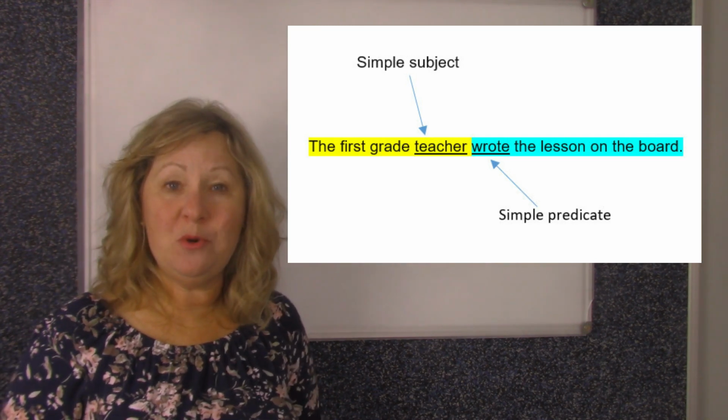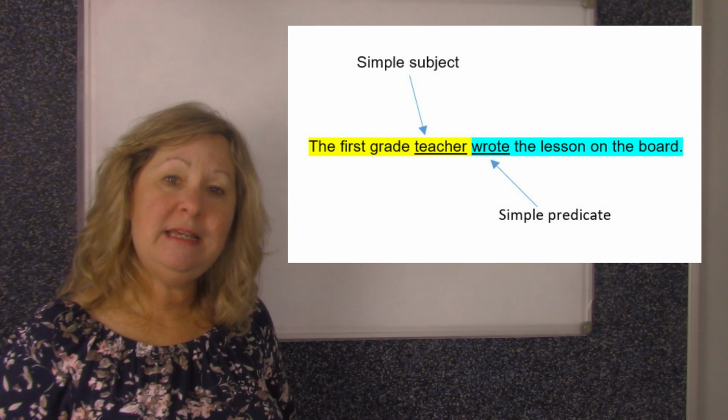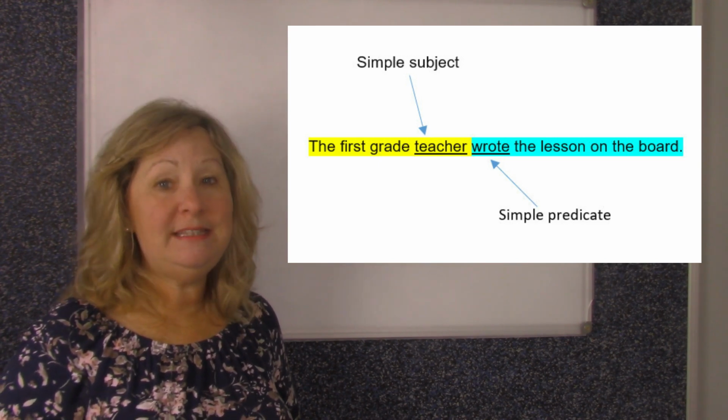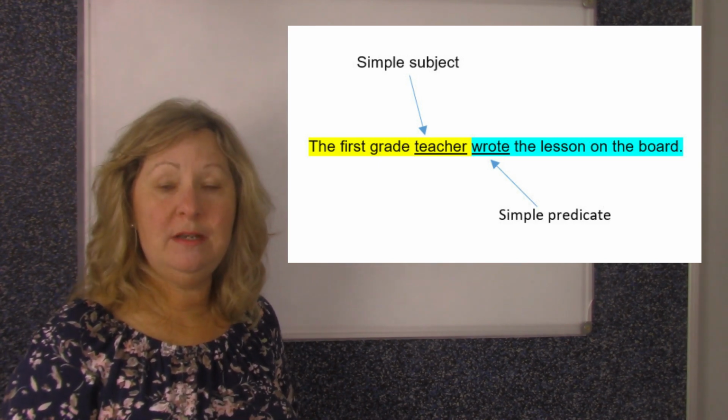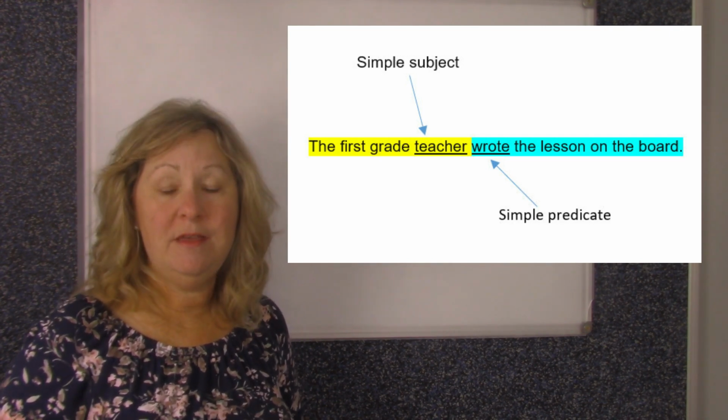Wrote the lesson on the board is the predicate for this sentence. The simple predicate is wrote. The lesson is a direct object, what was written, and on the board is a prepositional phrase that tells where the lesson was written. Here's our next example.